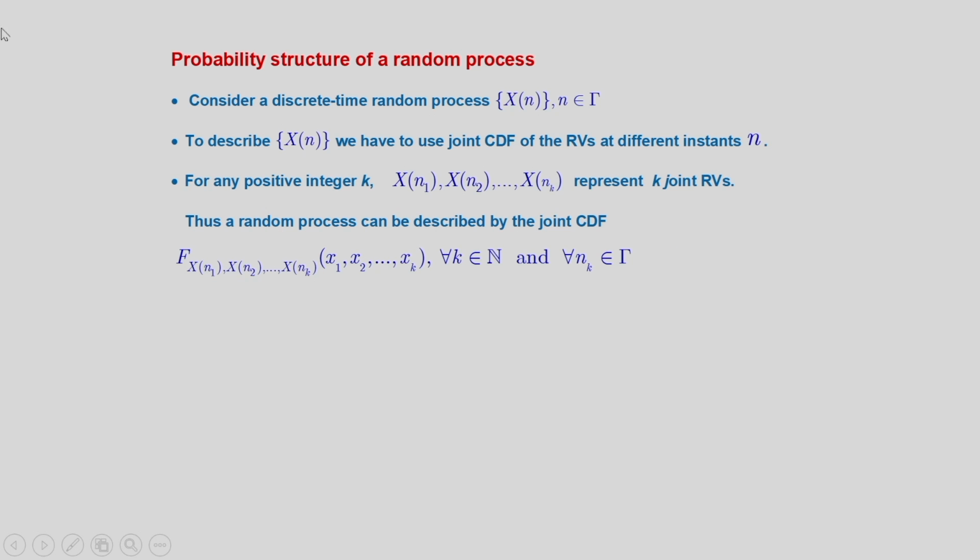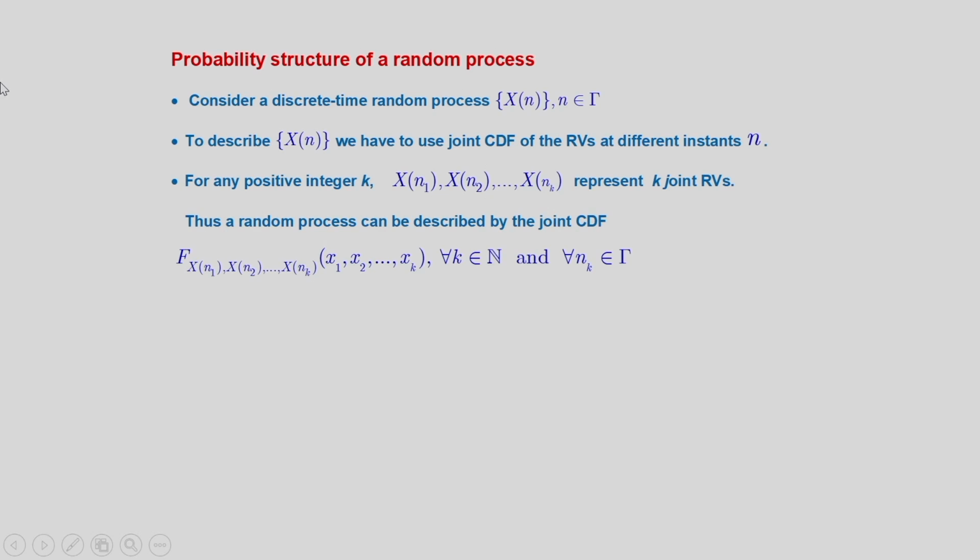Probability structure of a random process. We know that a random variable is described by CDF. Similarly, a random vector is described by joint CDF, and similarly we also defined probability density functions, probability mass functions, etc. How to have such a characterization for a random process? To describe it, we have to use joint CDF because it is an indexed family of random variables. So, we have to consider joint CDF only.